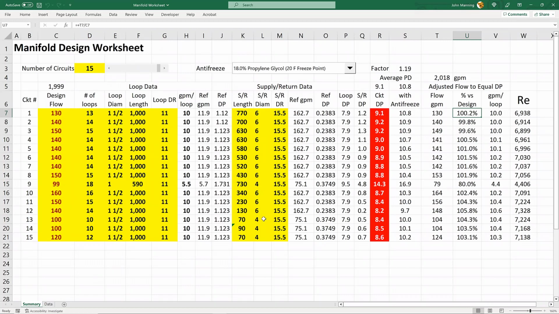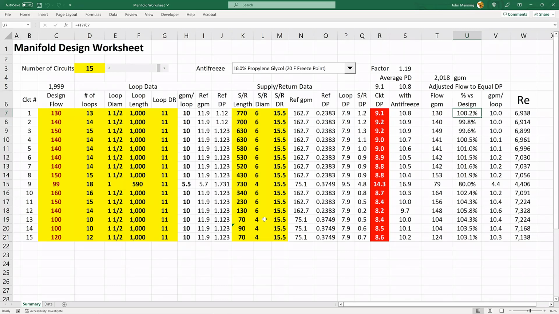The groups that were closer to the building, we went ahead and reduced the diameter because we did want to impose a little higher pressure drop on that supply and return pipe to enhance the balance without going to the trouble of putting a balance valve in. We simply dialed it in using pipe diameters.